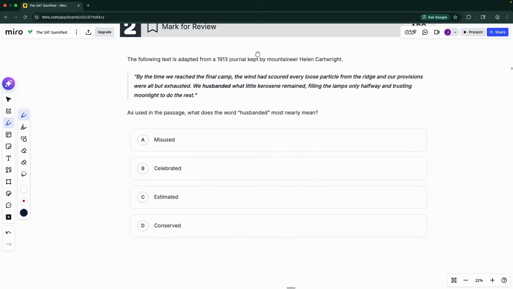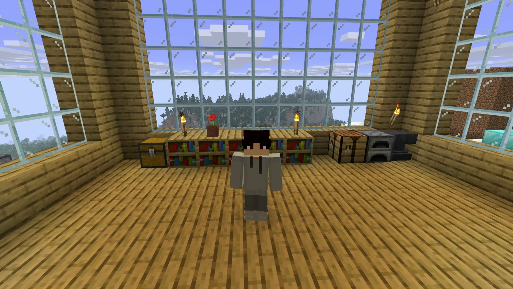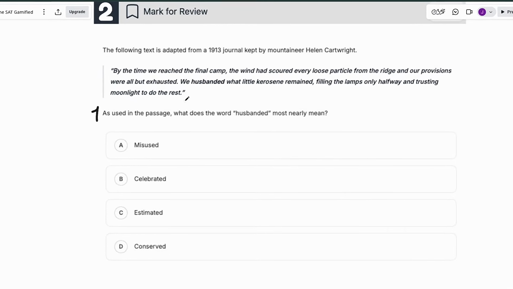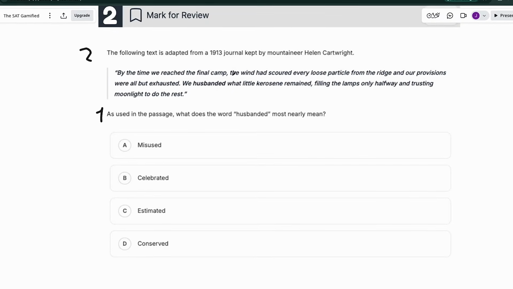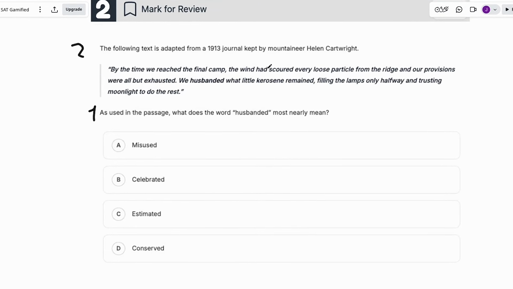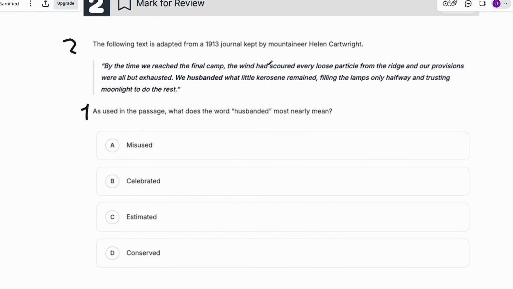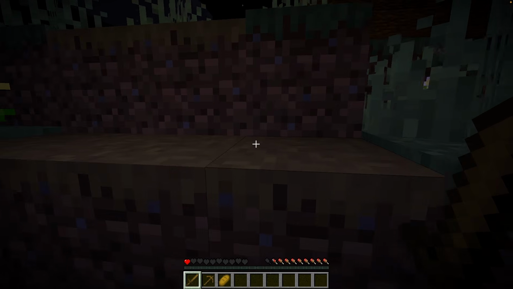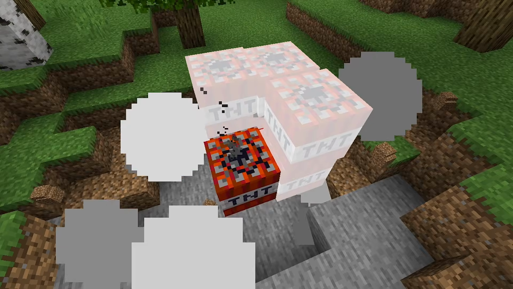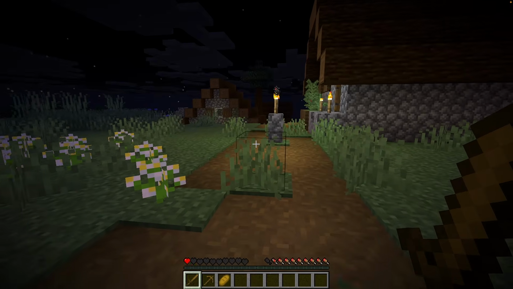You can also see vocab questions like this. Let's do the same process. As used in the passage, what does the word husband most nearly mean? The following text is from some story. By the time we reached the final camp, the wind had scoured every loose particle from the ridge and our provisions were all but exhausted. So by the time he reached the place that he's trying to get to, the wind had basically blown everything away and he used almost all the resources.